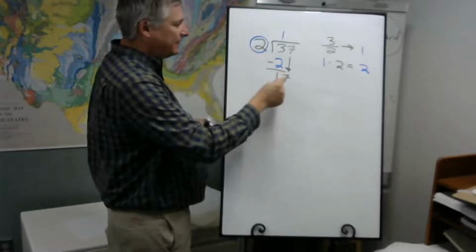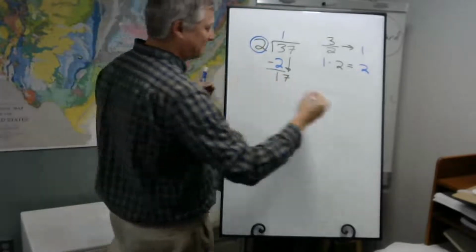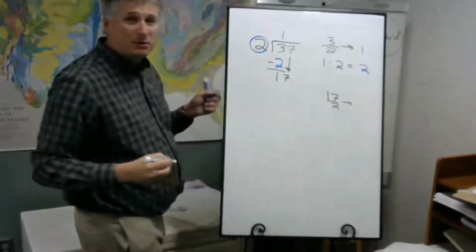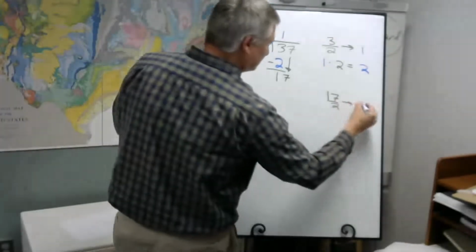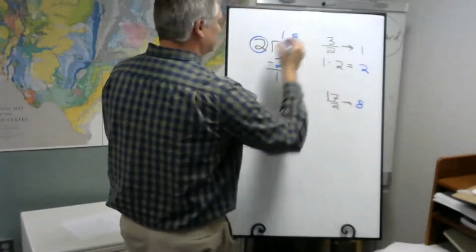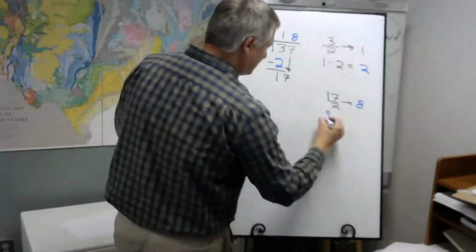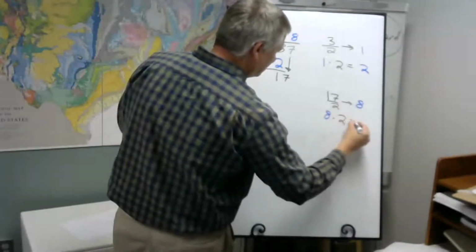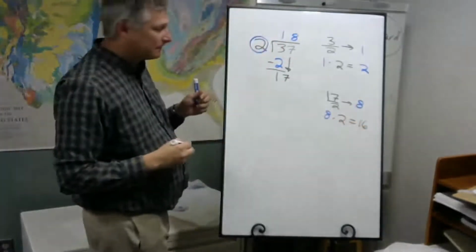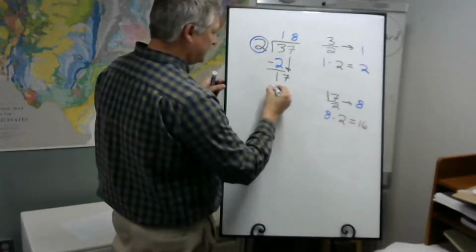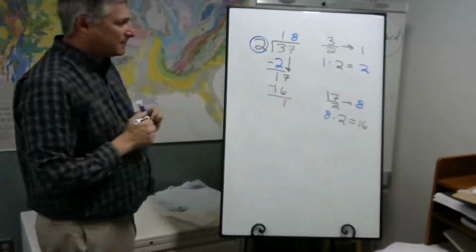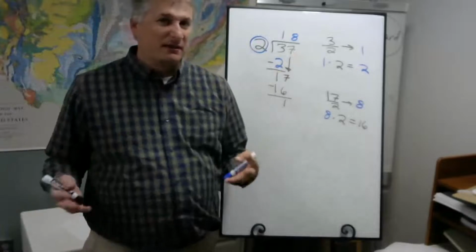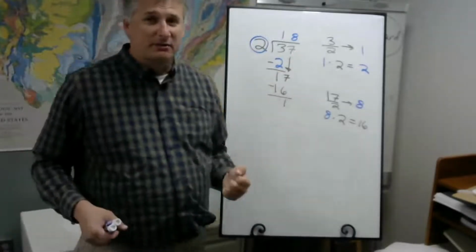We take this 2 and we divide it into the entire 17. Goes in at most 8 times. Then we do 8 times 2. So we get 16. Put the 16 here, subtract, and we get a 1. And there's nothing else to bring down. We're out of numbers. And we're not going to do a 0.0 or anything like that. So that's our second cycle of division.